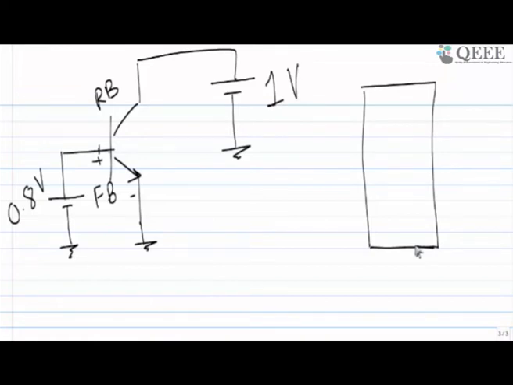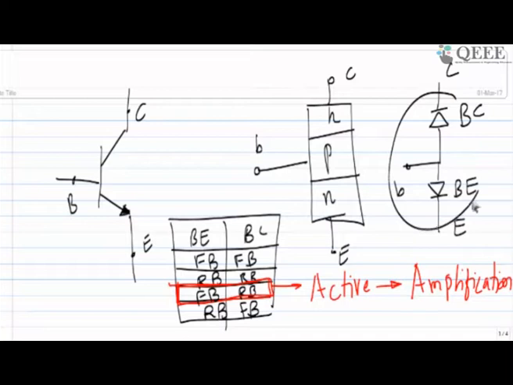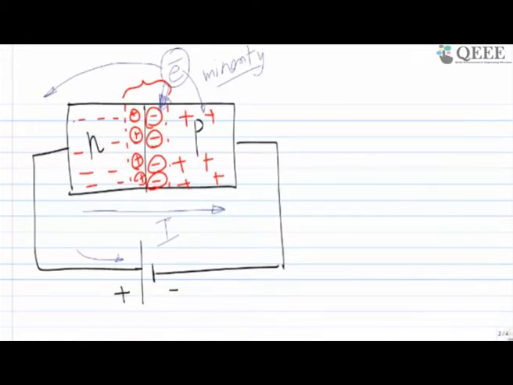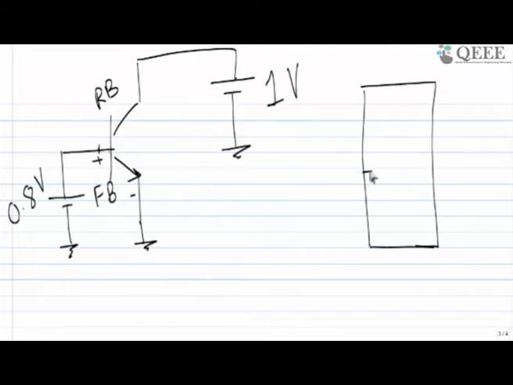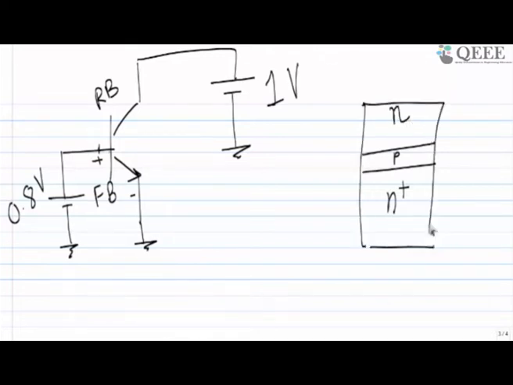NPN. But note that if we are putting just NPN or just two diodes, it will not amplify. There is some modification we have to make so that my BJT will amplify, and that modification is, instead of NPN, I am going to keep here N plus with a very small base. I'm going to call it P. So this kind of arrangement. N plus is heavily doped N and N is lightly doped N.